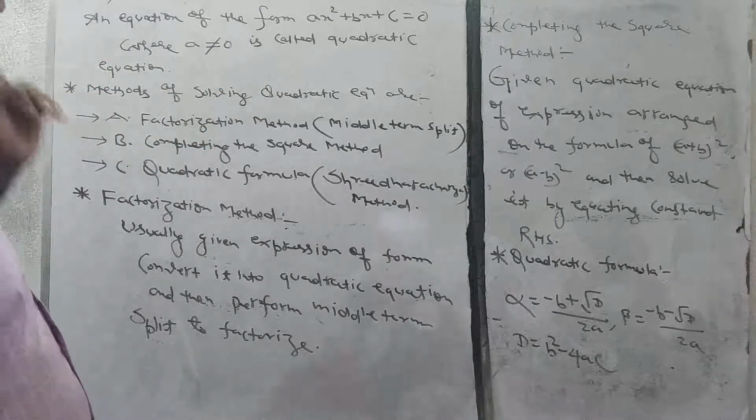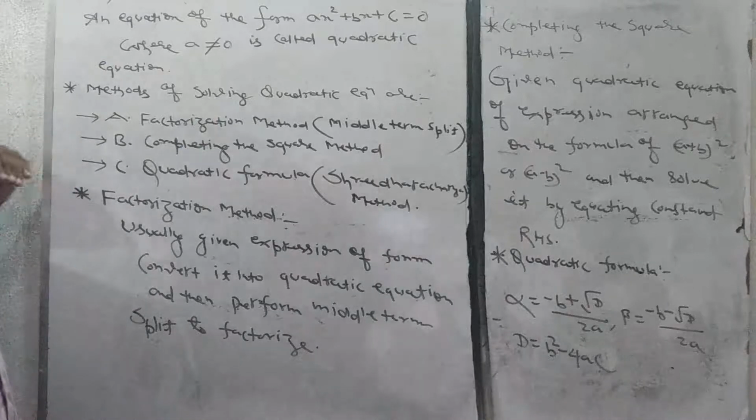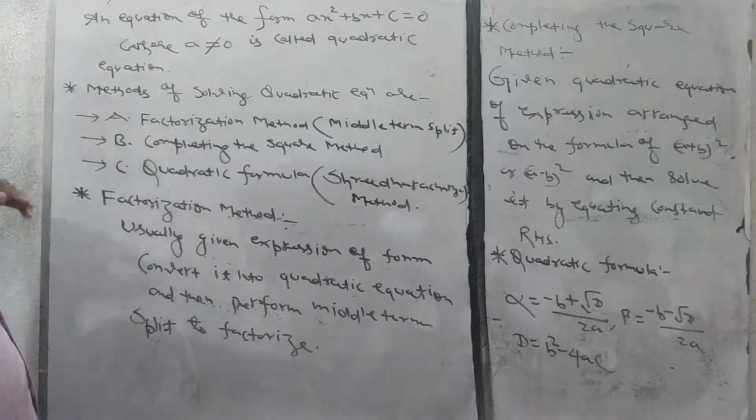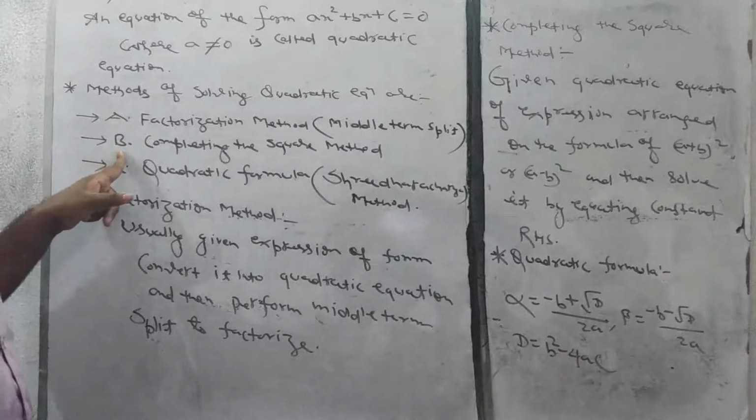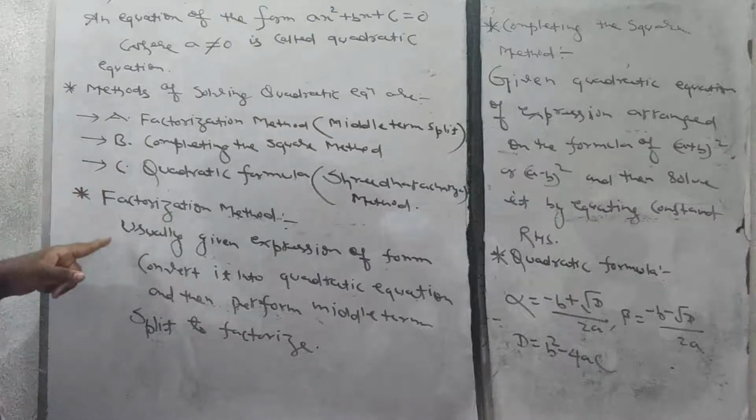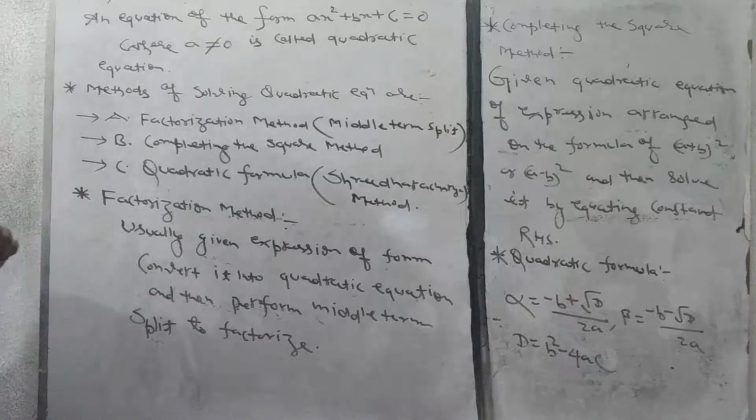How many methods are there for solving quadratic equation? So particularly three methods are mentioned. One is the factorization method, that is middle term split. Second one is completing the square method, and third one is quadratic formula, that is Sridhar Acharya method.